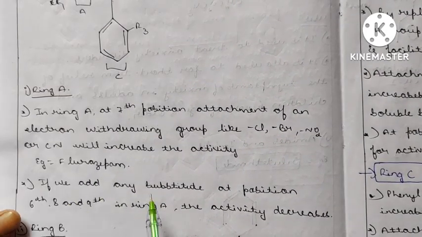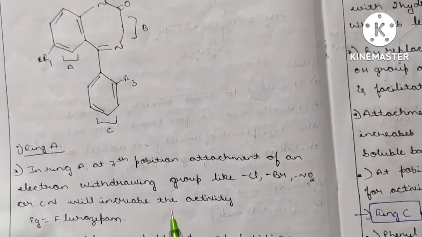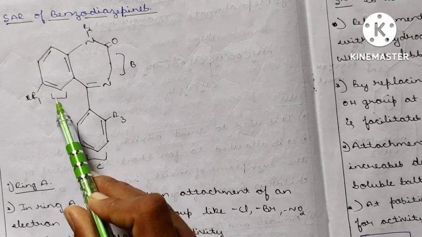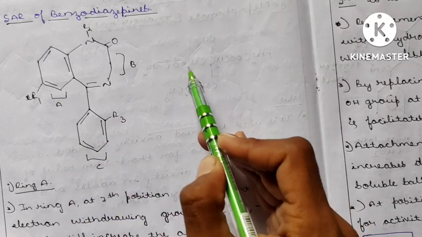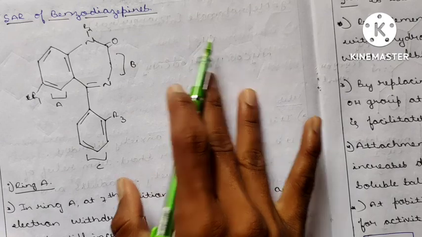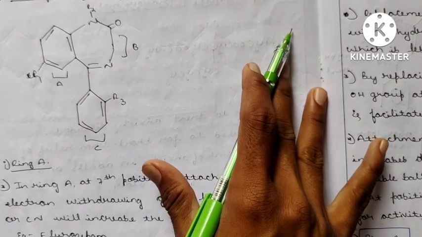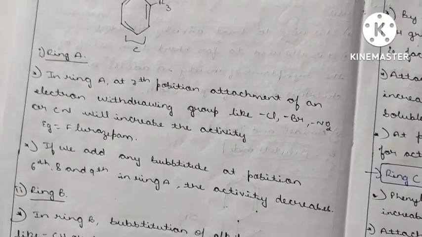If we add any substituent at the 6th, 8th or 9th position in the ring, then the activity decreases. If we add here, at the 6th position, any chlorine, bromine, nitrogen or cyanide, what happens? It will decrease the activity. There is no increase of the potent action of these benzodiazepines. Automatically the action will decrease. Understand this concept. Now let's move towards ring B.